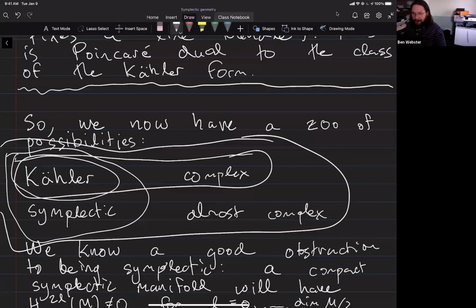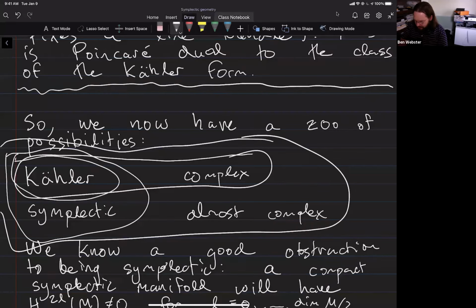So are there almost complex manifolds that aren't complex or symplectic? Are there symplectic manifolds that aren't also complex, and complex manifolds that aren't also symplectic? One interesting one we'll get to is, can you have a manifold which both has a symplectic structure and a complex structure, but not in a way such that they play together and make a Kähler structure?